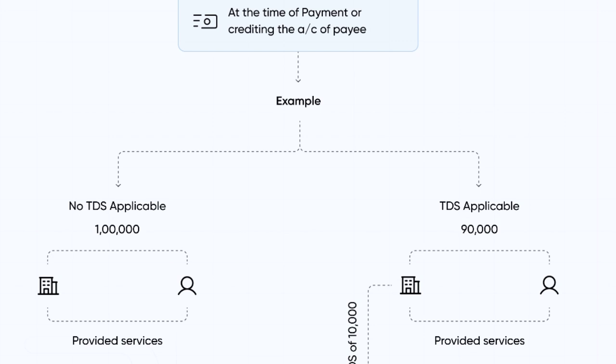Now we'll learn about different forms. Different TDS certificates are issued against different TDS forms. We'll understand this in detail later, but briefly we'll give information about what exactly and how many types of forms there are. Form 16, Form 16A, 16B, 16C and many more.